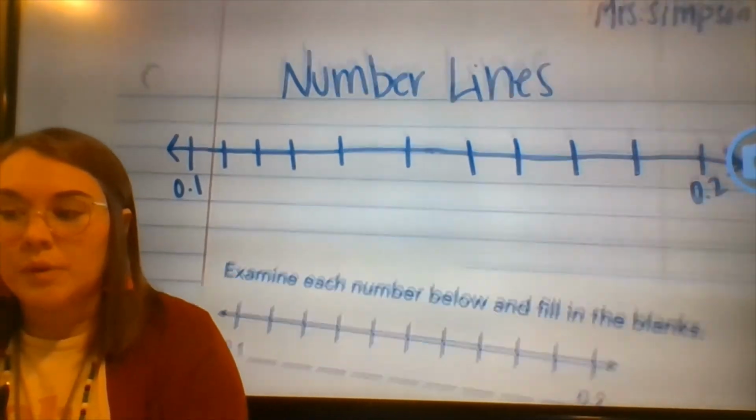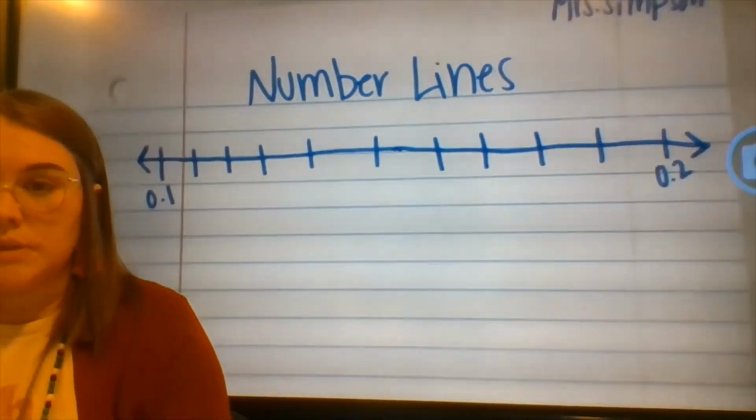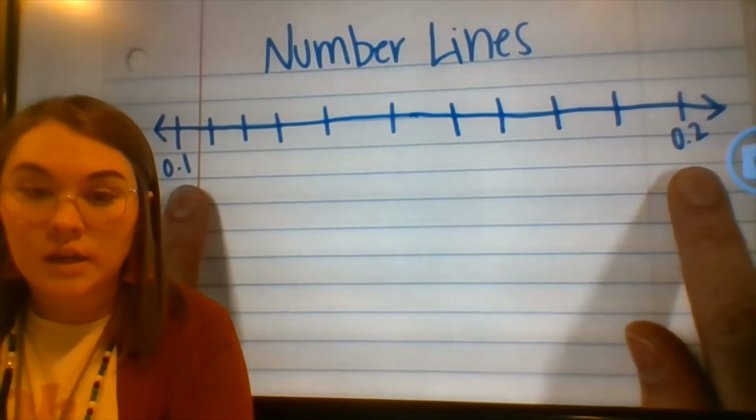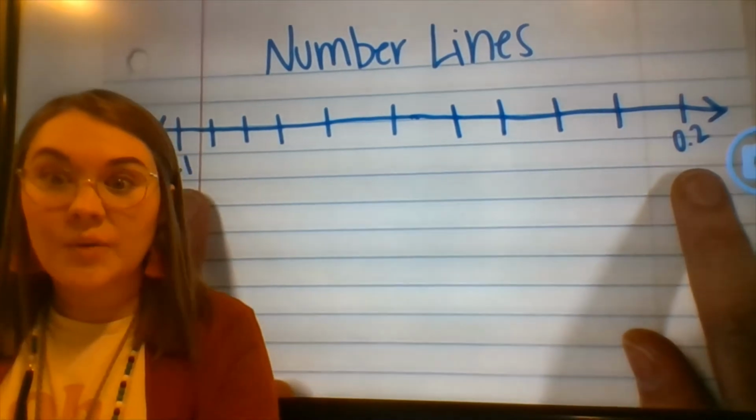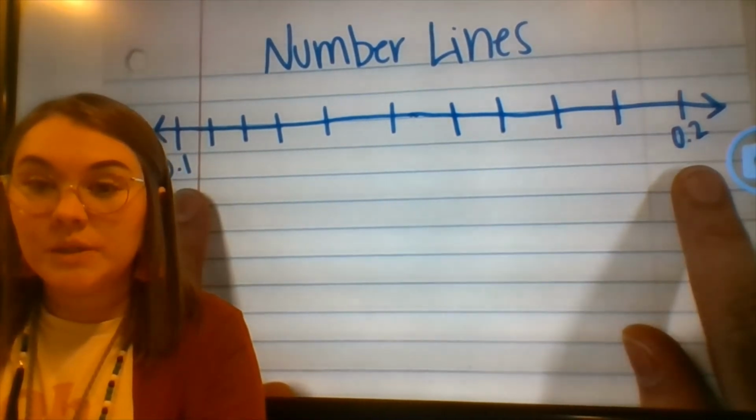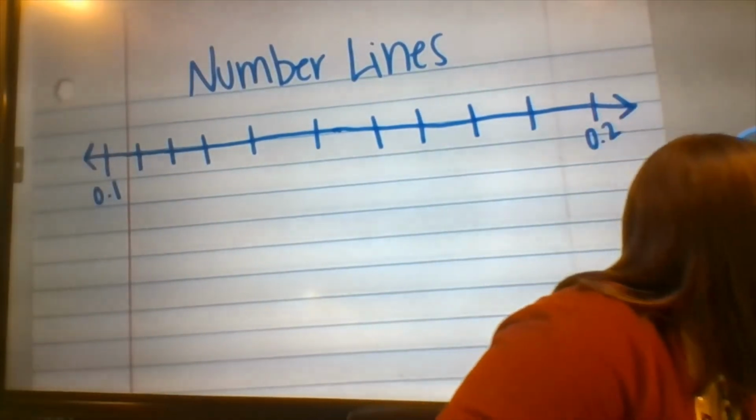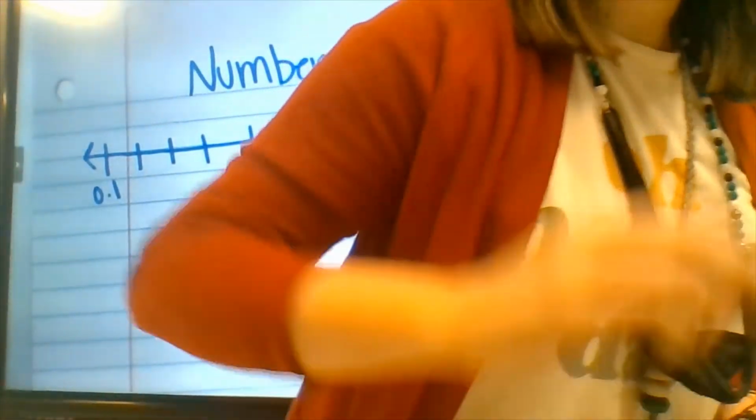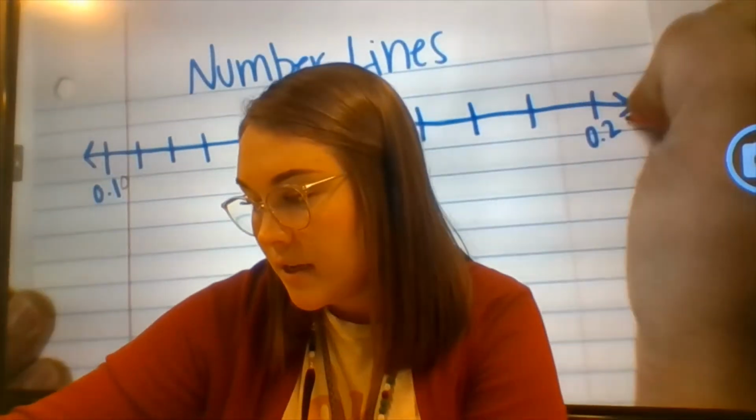All right, if you need to pause at any time because I'm going too fast, please pause. No big deal. So we have to label the hundredths in between 1/10 and 2/10. Remember, this is just like saying 10 and 20.